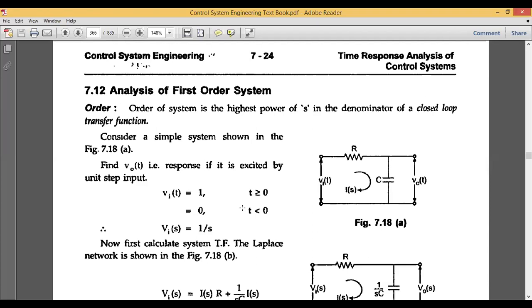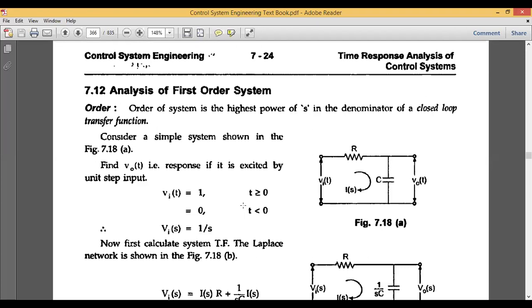in the analysis of the control system or the transient response, you may find some order of the system. Basically, the transient response of the system can be analyzed in terms of either a first order system or a second order system.